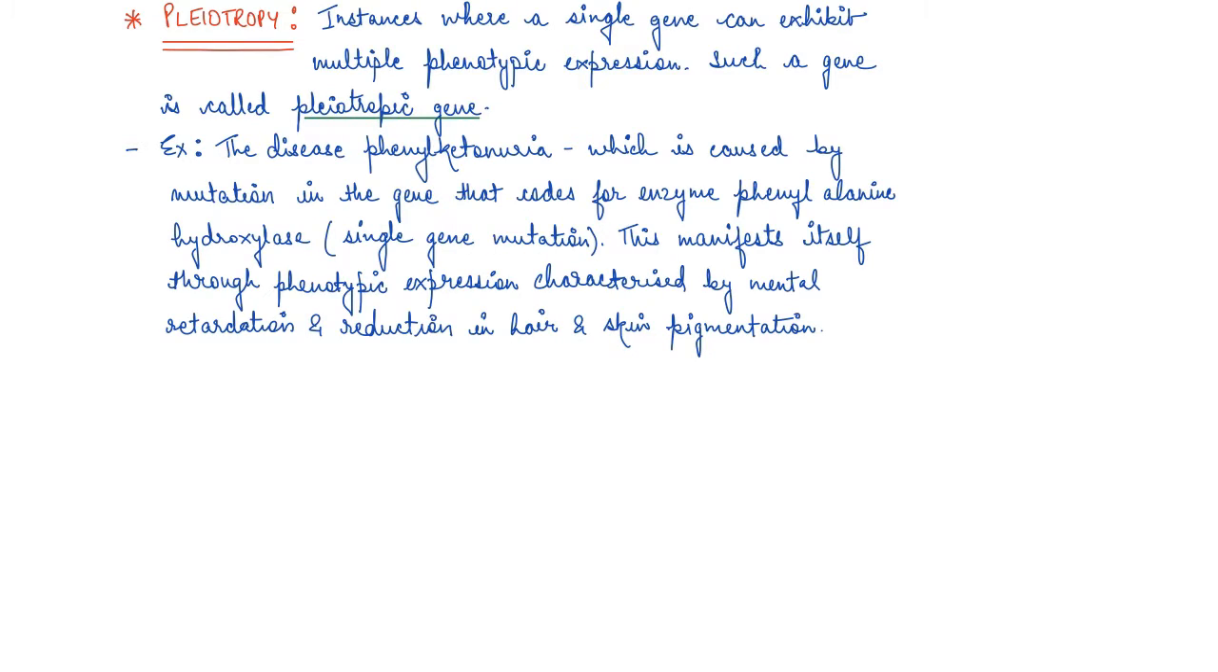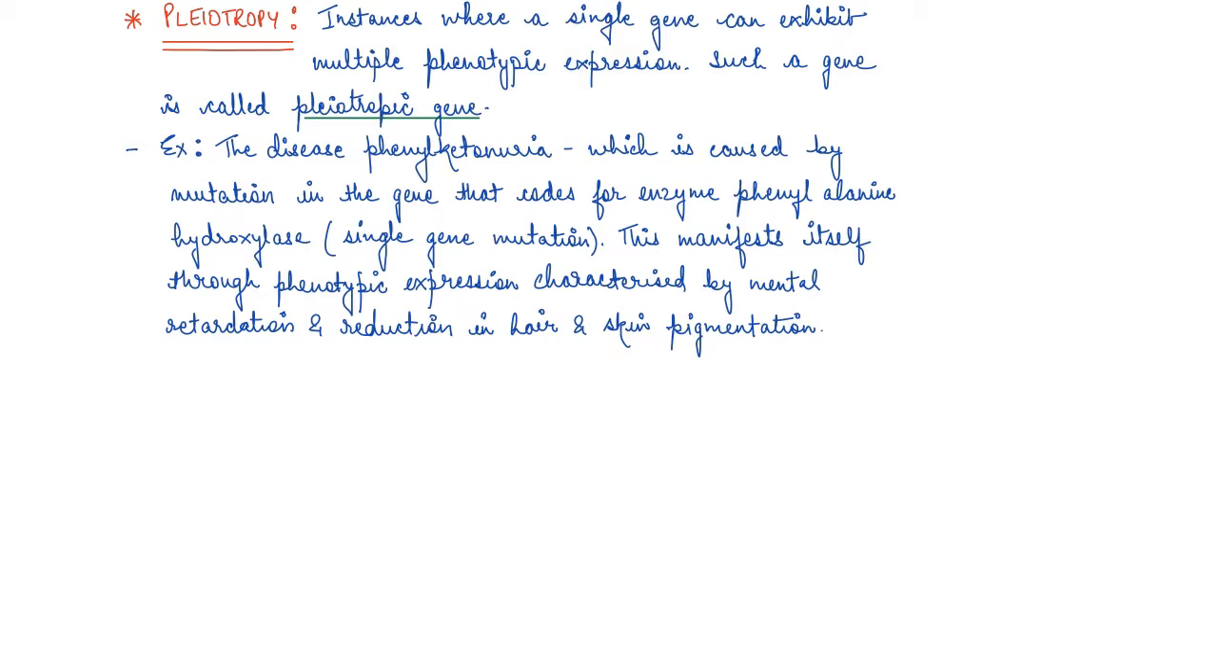It is impacted because of mutation in one gene, and it is happening because that single gene can exhibit multiple phenotypic expressions. The gene that codes for the enzyme phenylalanine hydroxylase is responsible for the phenotype of hair, the amount of hair, the pigmentation of skin, and even the brain development, right? So this is nothing but pleiotropy, wherein one single gene is involved in exhibiting multiple phenotypic expressions, right?